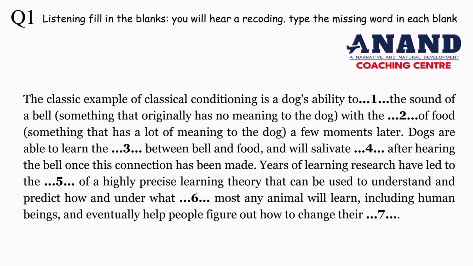Let's start. The classic example of classical conditioning is a dog's ability to associate the sound of a bell, something that originally has no meaning to the dog, with the presentation of food, something that has a lot of meaning to the dog. A few moments later, dogs are able to learn the association between bell and food, and will salivate immediately after hearing the bell once this connection has been made.